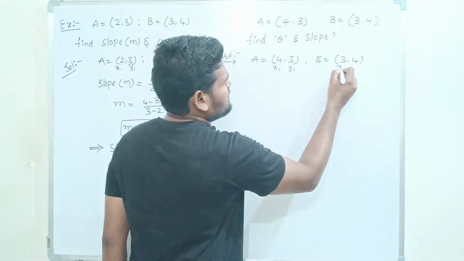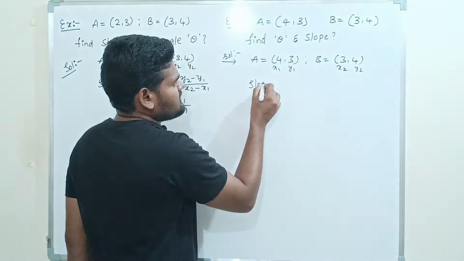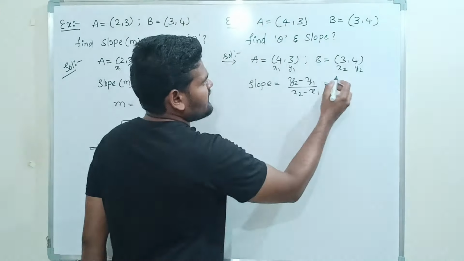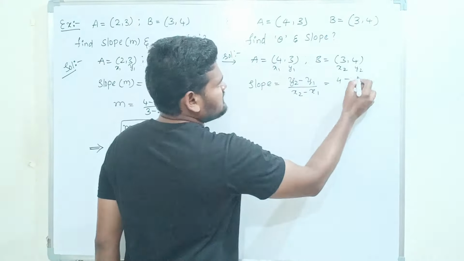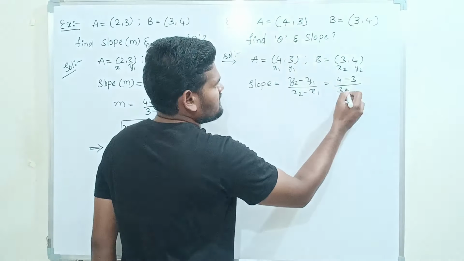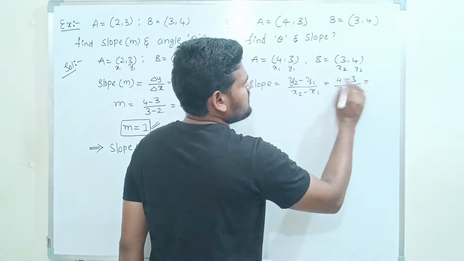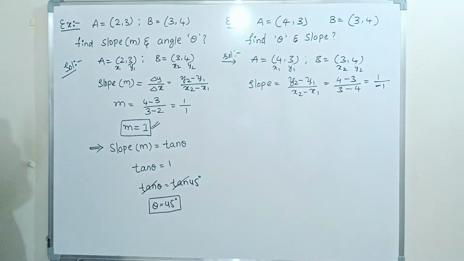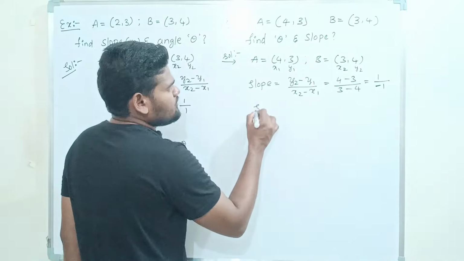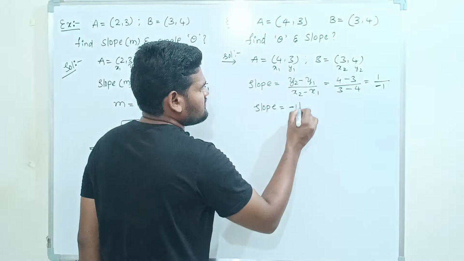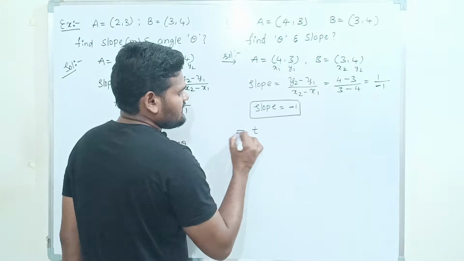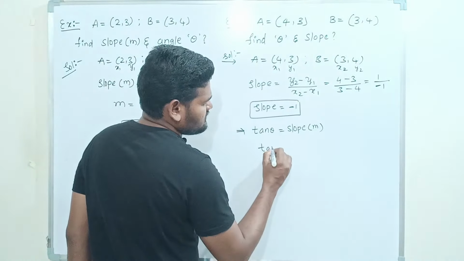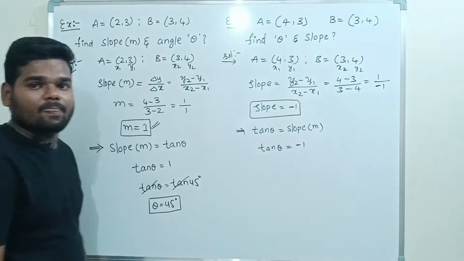X1, Y1, X2, Y2. Slope is equal to Y2 minus Y1 by X2 minus X1. Y2 is 4 minus Y1 is 3, divided by X2 is 3 minus X1 is 4. 4 minus 3 is 1. 3 minus 4 is minus 1. So slope is equal to minus 1. Then angle theta: tan theta is equal to slope M, so tan theta is equal to minus 1.